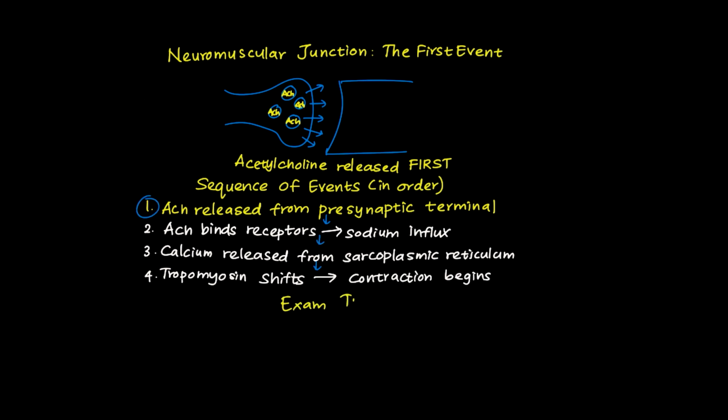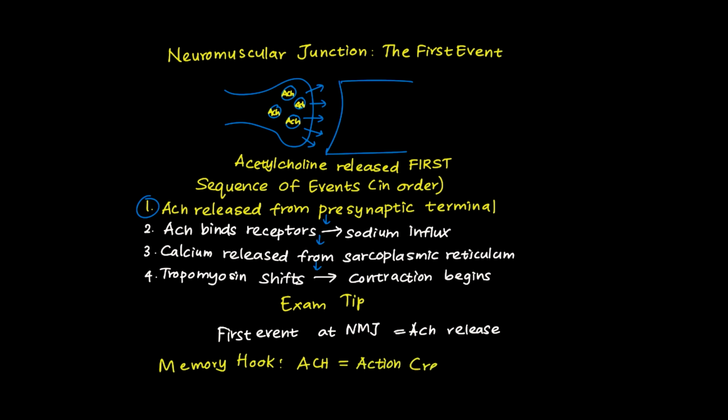Here's a WGU D312 OA exam tip for you. The neuromuscular junction sequence starts with ACh release. If a question asks about the first event at the junction, it's ACh leaving the presynaptic terminal. Quick hook: ACh equals action creates the handoff to the muscle.